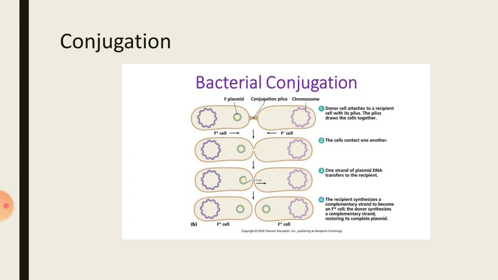Conjugation was first identified by Lederberg and Tatum in E. coli bacteria in the year 1946. According to this, the genes get transferred from one bacterial cell to another bacterial cell through physical contact. That is a conjugation tube. We have learned the cell structure of bacteria, where we came across a special structure called sex pili. These sex pili develop a conjugation tube between the two bacteria.